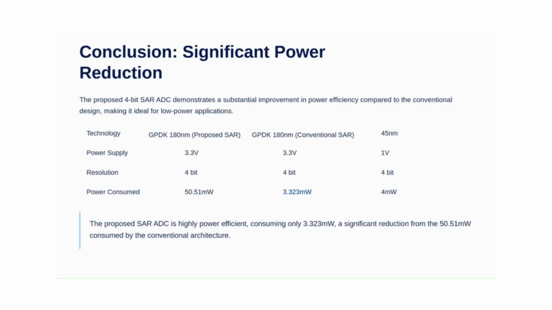To conclude, I would like to say that our project successfully demonstrated a low power 4-bit SAR ADC using 180 nanometer CMOS technology. We achieved a significant power reduction from 50 milliwatts down to just 3.3 milliwatts while maintaining good accuracy and conversion speed. The modular design approach, where we individually designed and optimized the comparator, DAC, and control logic, helped us achieve this efficiency. This type of ADC can be implemented in low power embedded devices, IoT sensors, and portable electronics, where both power and energy are major concerns.